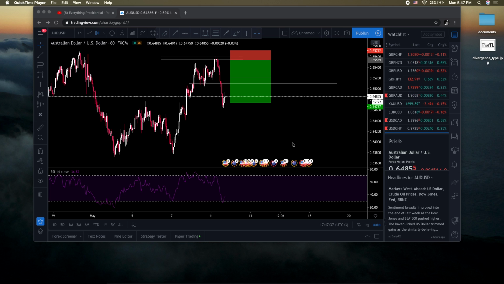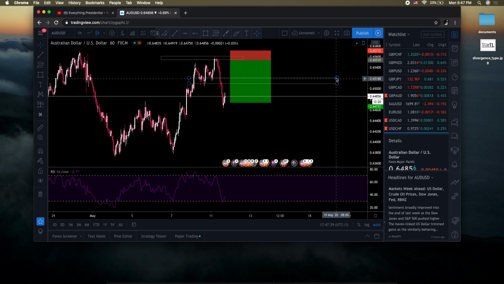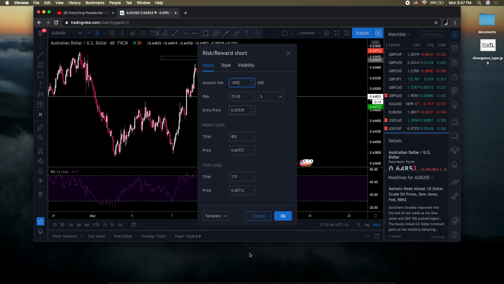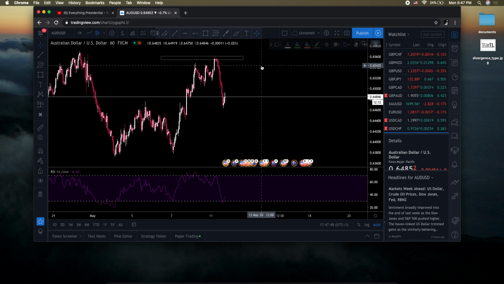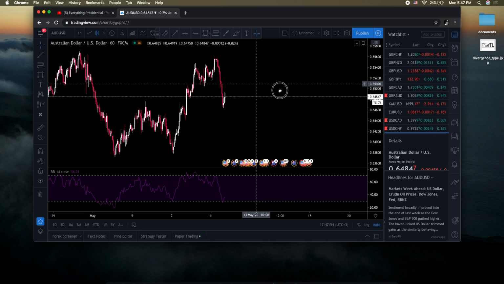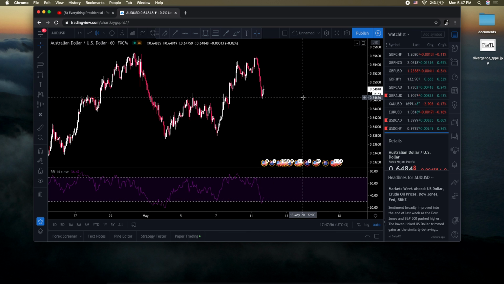So if you don't know what support and resistance is, let me go ahead and delete all this. So we're going to start with the basics, right? What is support and what is resistance?